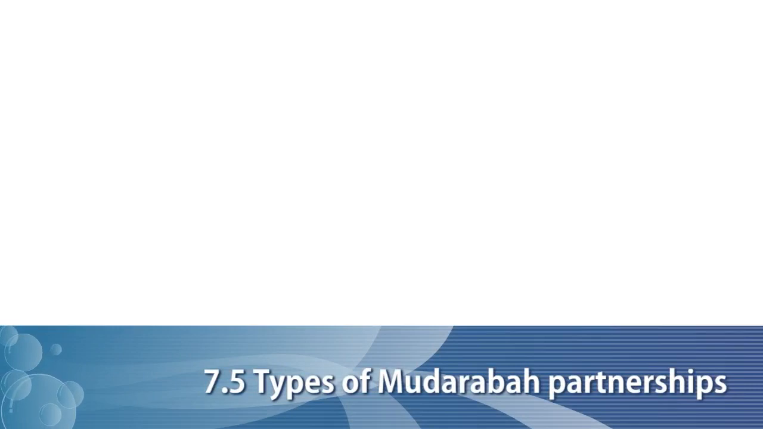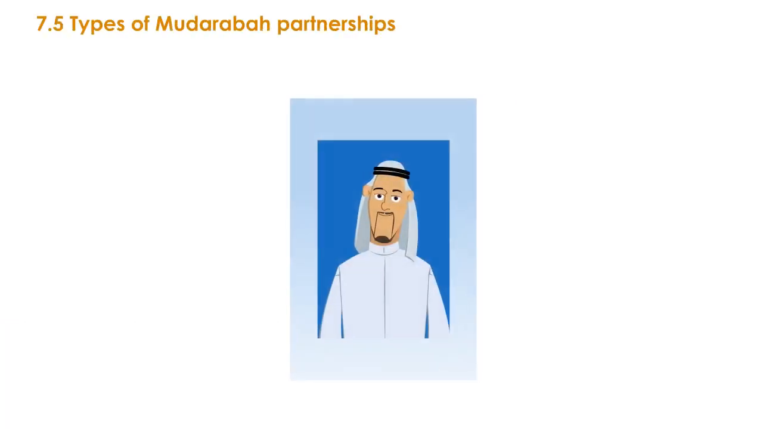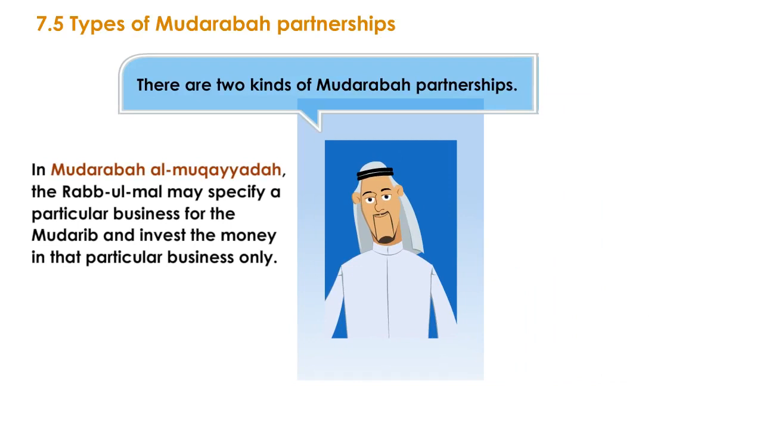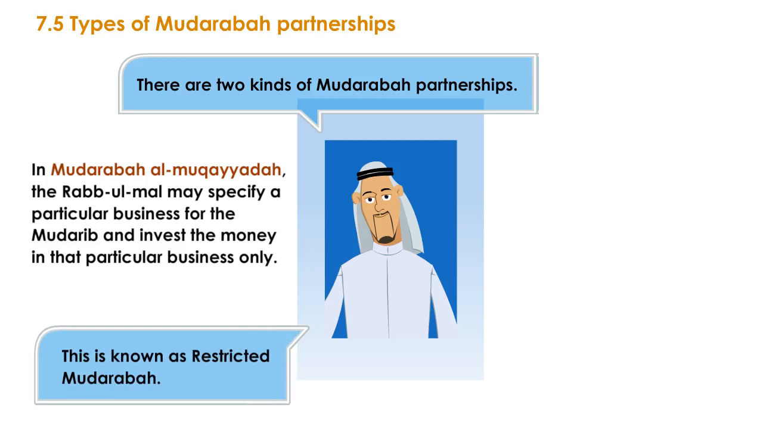Types of Mudaraba partnerships. There are 2 kinds of Mudaraba partnerships. In Mudaraba al-Muqayyada, the Rub al Mal may specify a particular business for the Mudarib and invest the money in that particular business only. This is known as restricted Mudaraba.